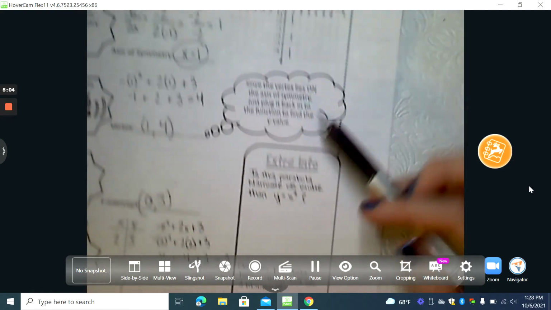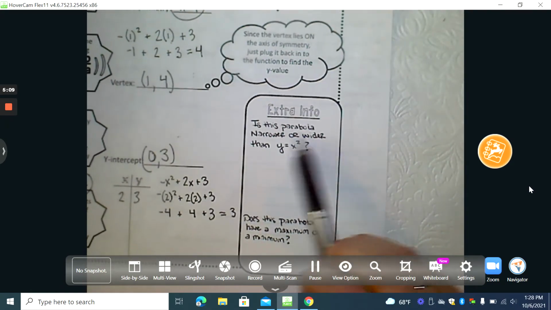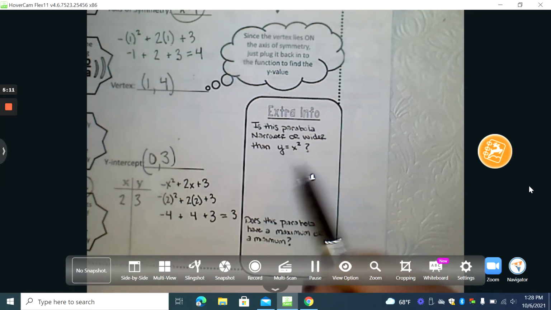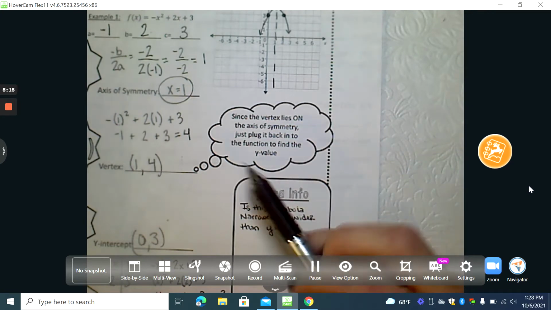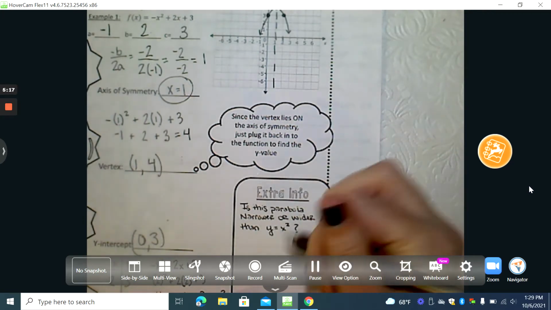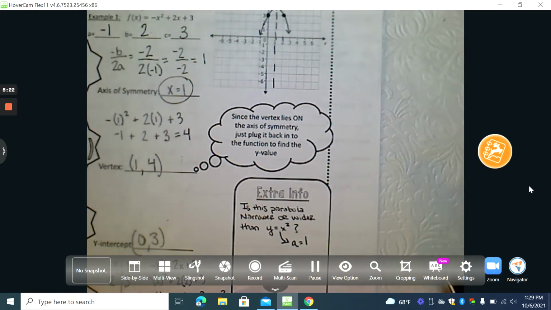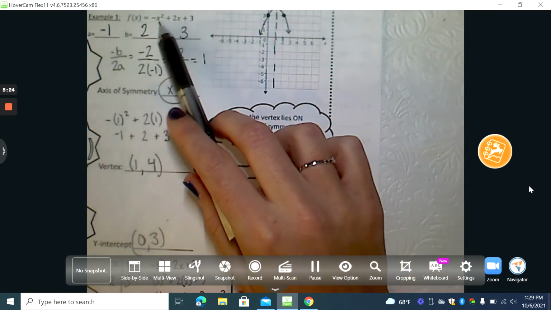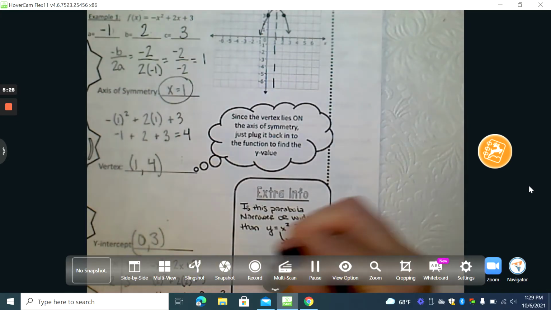Now, a couple other little pieces of information that we could talk about. There's this question down here: is this parabola narrower or wider than y equals x squared? Well, if y equals x squared, my a value there is 1, right? And my a value of negative x squared is negative 1.